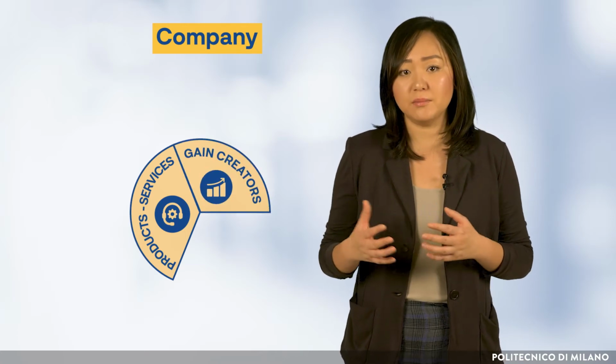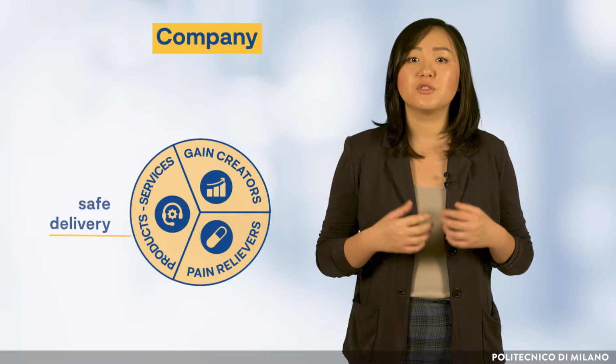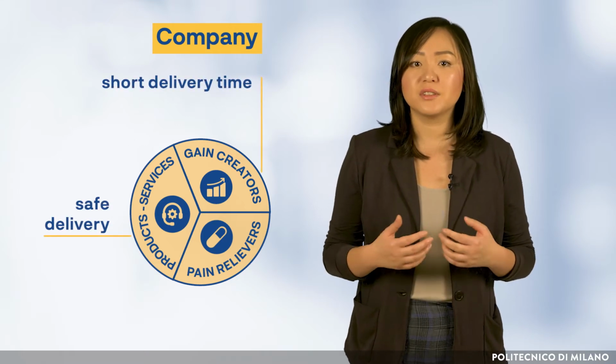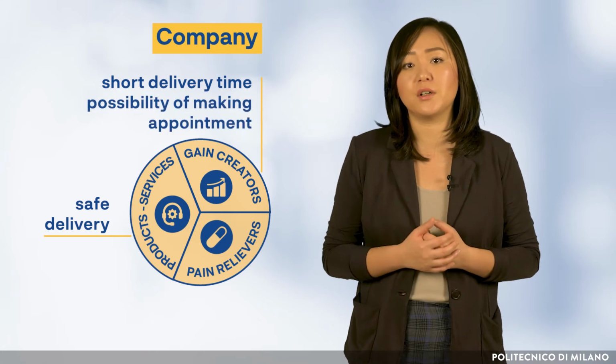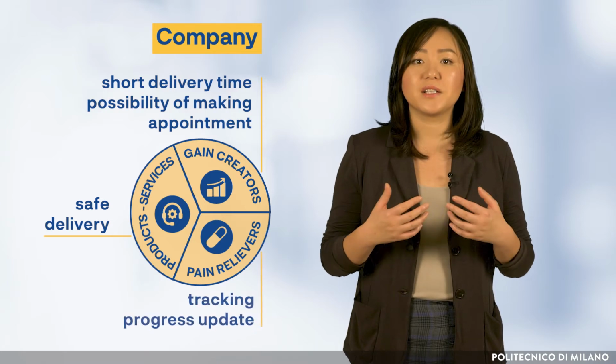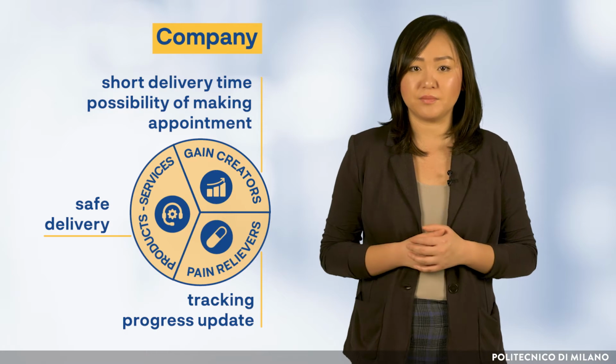When a company is defining the attributes of its products or service, some attributes must accomplish the customer job. Then, some attributes could focus on creating the positive outcome, while others could focus on solving the problems of the negative experience. In the example of e-commerce, delivering the package without any damage would be the most basic service level. Shortening delivery time or offering the possibility of making appointments for delivery could enhance customers' experience. Providing tracking and progress updates could ease the customer's anxiety.